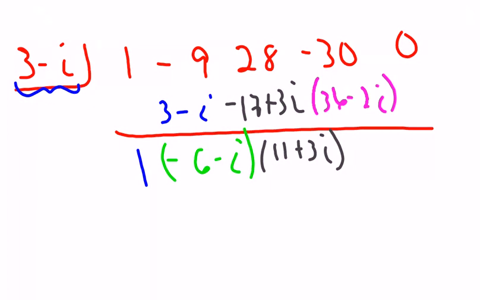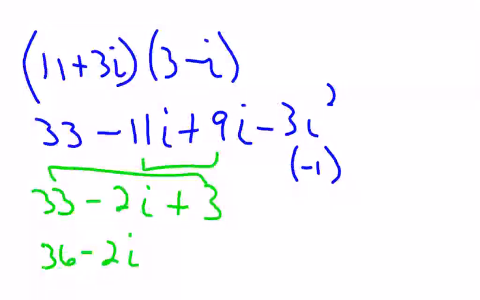Then we add. So -30 plus 36 is 6 minus 2i. And we have to multiply again. FOIL, 3 minus i times 6 minus 2i.